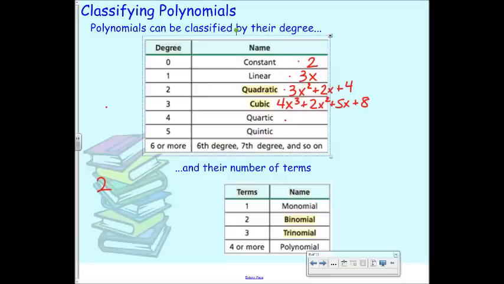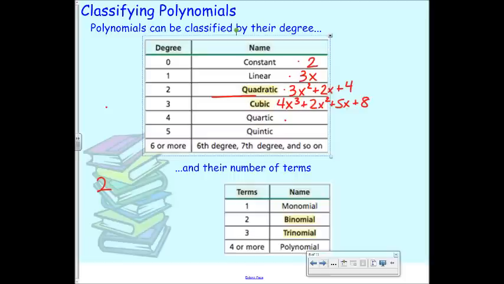Okay? We've already done a ton of work with linear functions, and we're going to start doing a lot of work with quadratic functions. But we're not going to do that much more with quartic, quintic, or cubic. It is important to know what the degree is, and you need to be able to identify it by its number of terms. Okay, so how would I classify this first one?